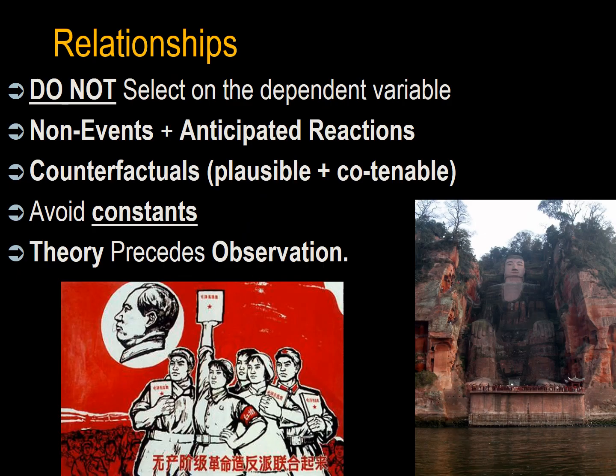There are five important methodological pitfalls to be cognizant of when you're working on your paper. The first is, do not select on the dependent variable. Selecting on the dependent variable means you focus on one category of the variable. I'll give you an example.